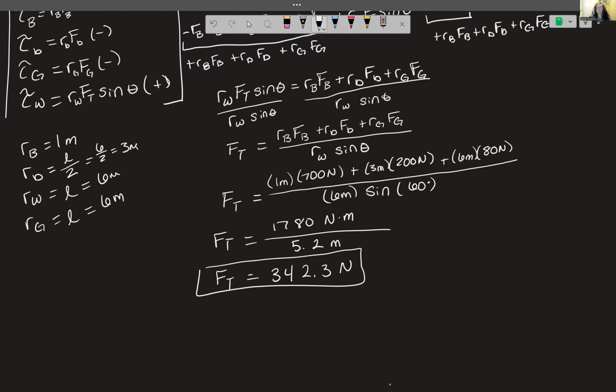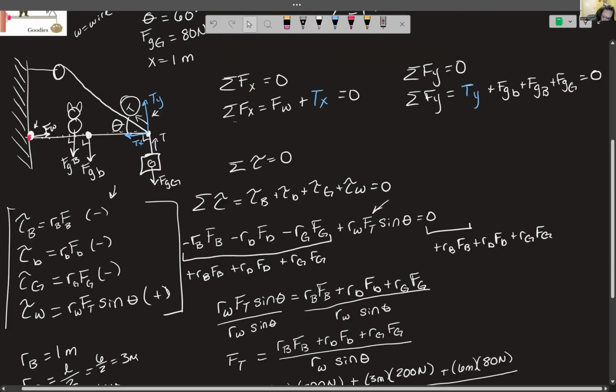And that is correct. We did a great job, everybody. So our force of tension is 342.3 newtons whenever the bear is 1 meter from the wall. Now we need to figure out what else we were supposed to do.